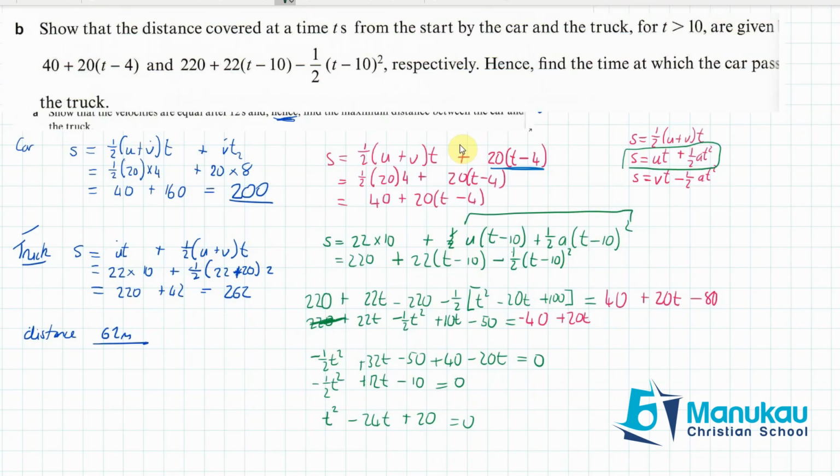And I'm getting an answer of t equals 23.6 seconds. Now, if you use the quadratic formula and use the negative, the other answer you get is 0.4 seconds. So I'm going to go with the 23.6 there, because it was for greater than 10 seconds.